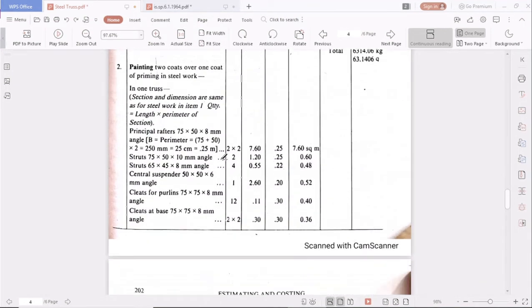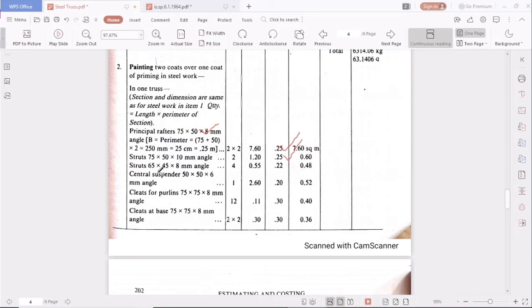Principal rafter, 2 into 2 7.60. So 50 plus 75 into 2 will get 250 mm, so 0.25. Now the strut, 75 into 75 plus 50, same. The strut will be the same as the principal rafter: 75 plus 50 into 2 gives 250 mm, so 25 centimeter, 0.25. This is also okay.